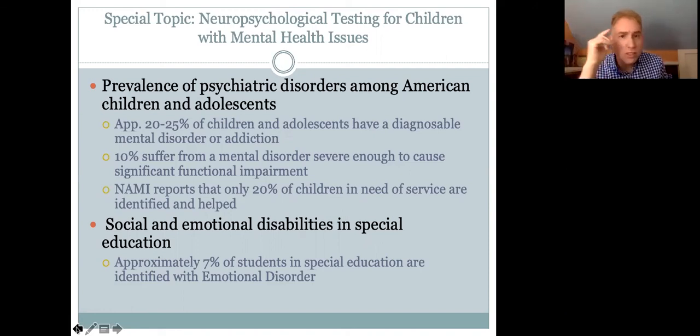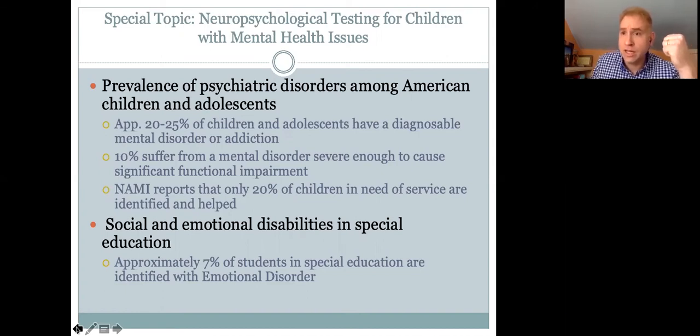Okay. A topic I want to touch on here, just because it's so important and it's oftentimes underappreciated when people talk about assessments and neuropsychological testing: testing for kids with mental health issues. Between 1 in 4 and 1 in 5 kids have a diagnosable mental health disorder or addiction. Those will not necessarily all suffer from significant functional impairment.